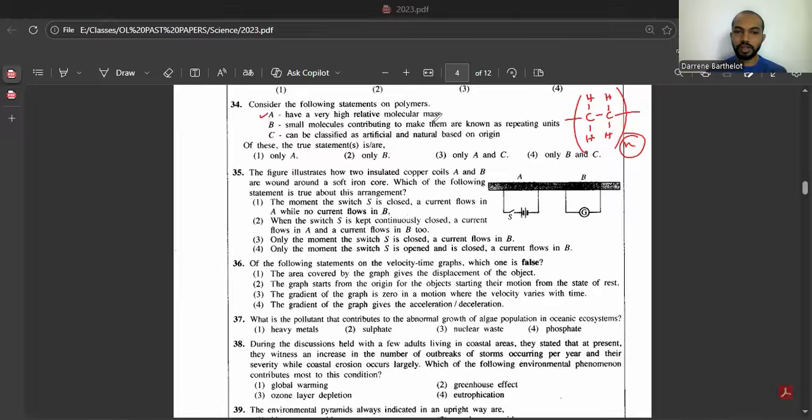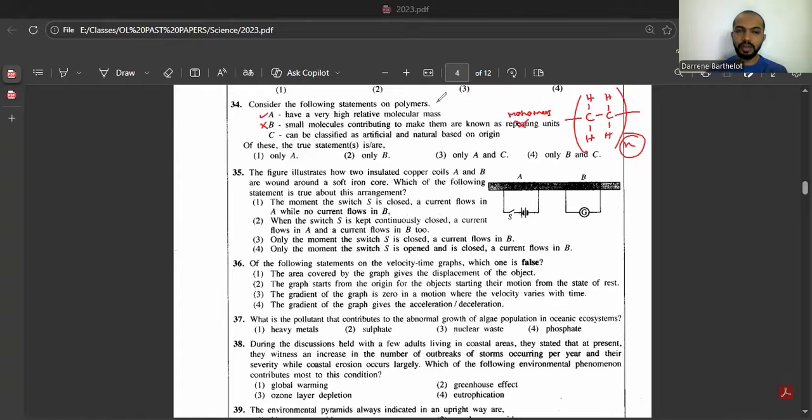Statement B, small molecules contribute to make them are called repeat units. Wrong. This should be monomers. Monomers are the small molecules. Repeat unit can be called a structural unit of polymers. So it's not the small molecule which forms the polymer. So B is wrong. C, can be classified as artificial and natural based on origin.